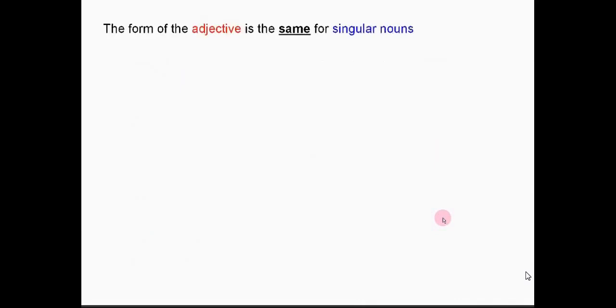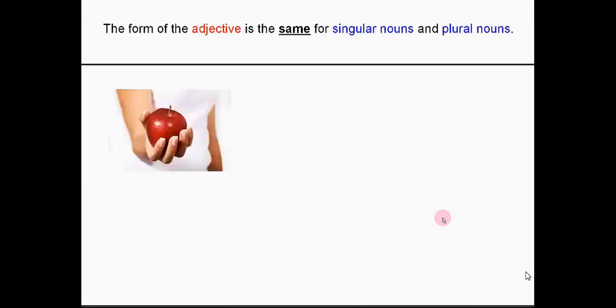The form of the adjective is the same for singular nouns and plural nouns. This is very important. Example, Jane is holding a red apple. So here the noun is singular, okay? And the adjective is red, R-E-D. Jane is holding a red apple.